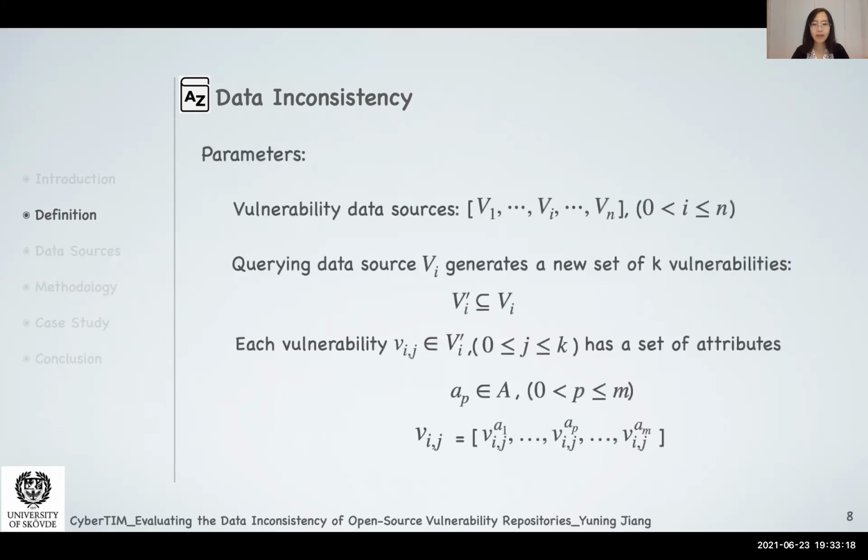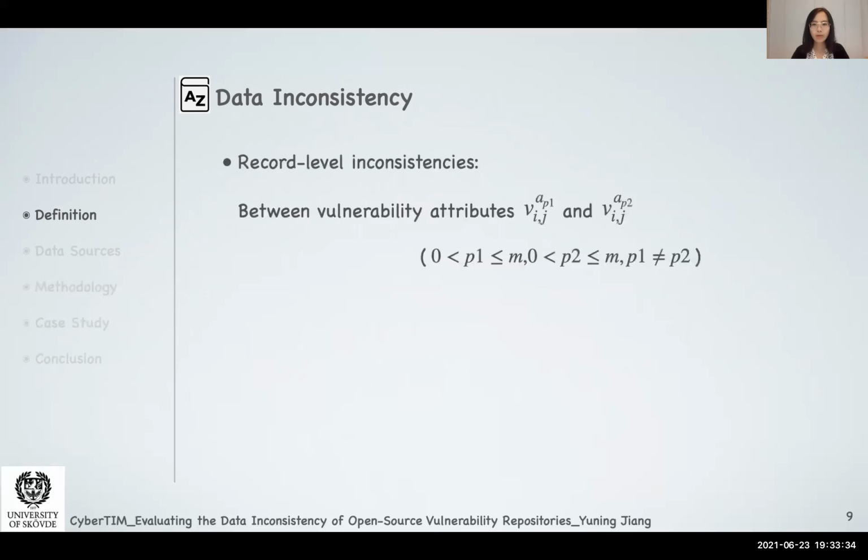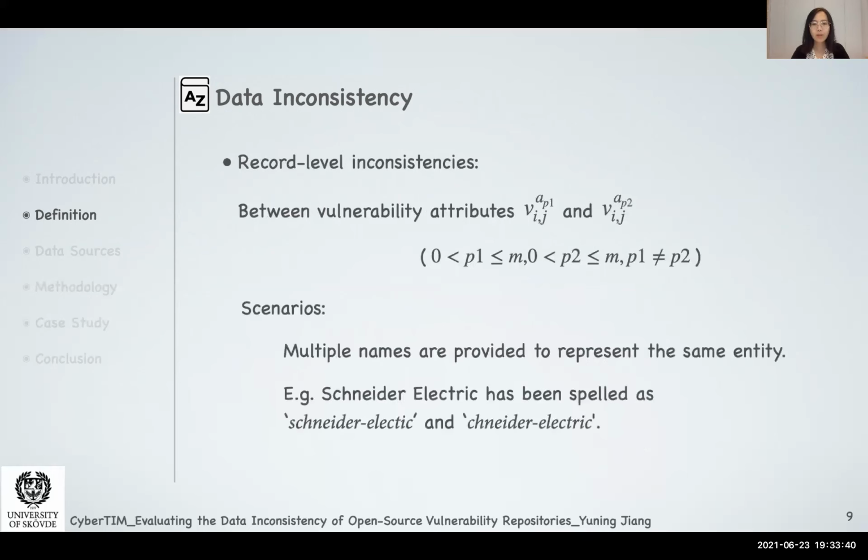To better quantify data inconsistency analysis, we define the listed parameters. Using these parameters, each vulnerability instance can be expressed as a vector of attributes. Record level inconsistency exists between vulnerability attributes. It is seen where multiple names are provided to represent the same entity, such as vendor names, vendor product names, and vulnerable product versions.